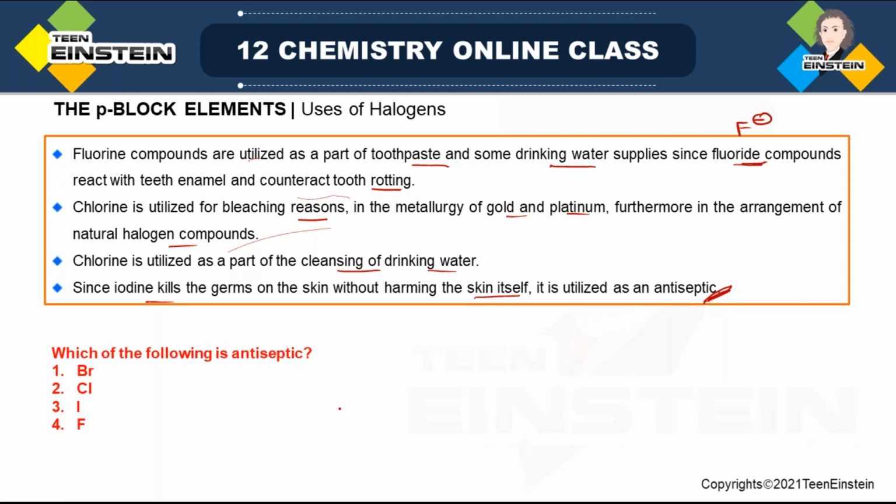Now see a related question, which of the following is an antiseptic? Here we have all the four halogens. So here as it is mentioned, that is iodine. It cannot harm our skin, but it can kill germs. So option 3 will be correct.